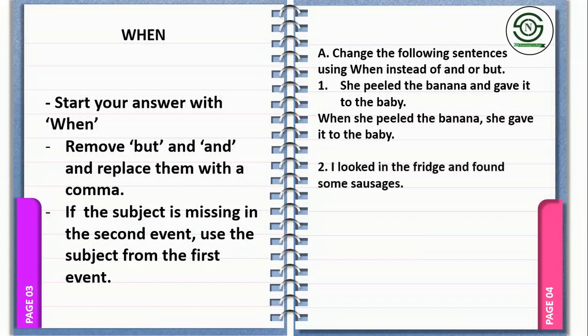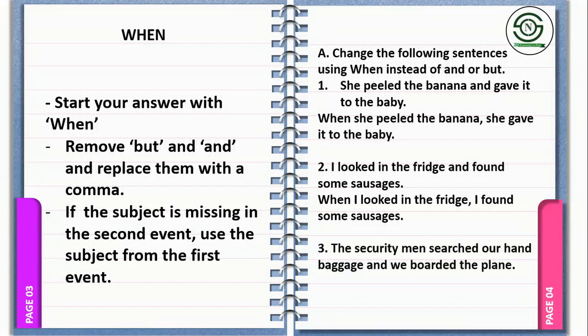Number two, I looked in the fridge and found some sausages. अब फ्रिजमा हेर्नु र sausage पाउनु लगभग these two events come almost at the same time. So again you are not changing anything. When I looked in the fridge, who found? Obviously I found some sausages. Subject you are deriving from the first past event.